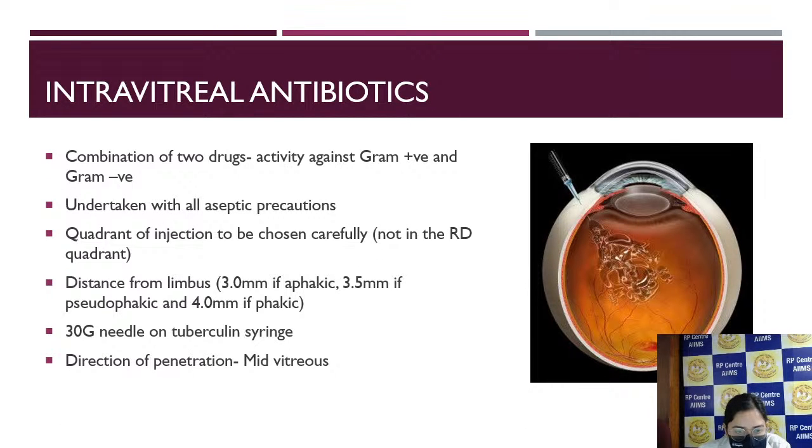Now, intravitreal antibiotics: a combination of 2 drugs which have activity against gram-positive and gram-negative organisms is to be given, undertaken with all aseptic precautions. The quadrant of injection is to be chosen carefully. In case there is an RD, avoid that quadrant and go to the opposite. Distance from the limbus should be according to the phakic status: 3 mm if aphakic, 3.5 if pseudophakic, and 4 if phakic. A 30 gauge needle on a tuberculin syringe is to be used for the injection, and the direction of penetration should be towards the mid vitreous.